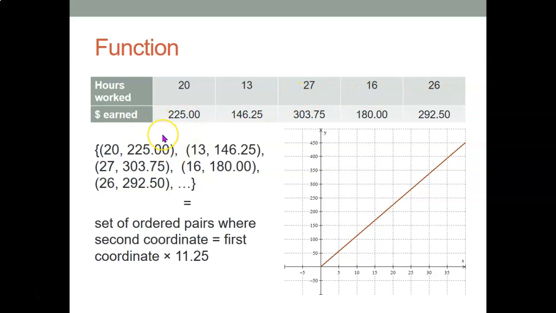Now, going back to our example of dollars earned as a function of hours worked, we just had these 5 specific pairs of numbers, but what about the general pattern here? What rule do these all follow? Well, it turns out that what these all have in common is that the second coordinate is equal to the first coordinate times 11.25. So if you were making $11.25 an hour, you could go from hours worked to dollars earned just by taking the number of hours and multiplying by 11.25. You could do that for any number of hours, and we'd get a function made up of not just these specific 5 pairs of numbers, but all possible pairs of numbers where you take the first coordinate and multiply it by 11.25 to get the second coordinate.